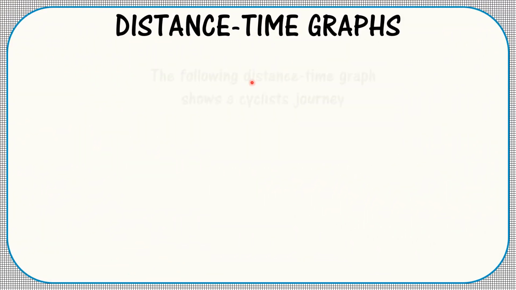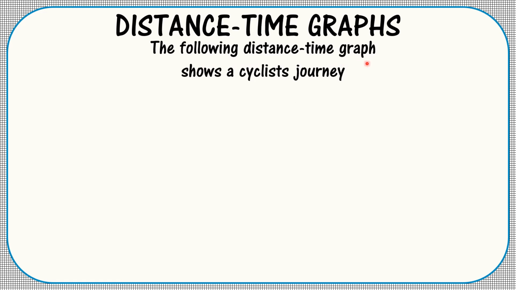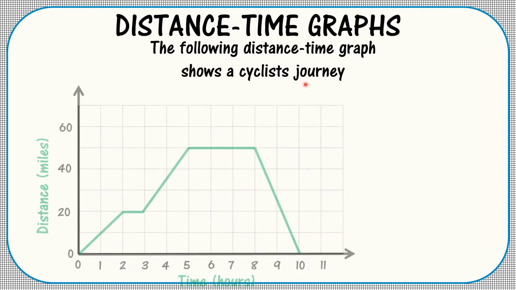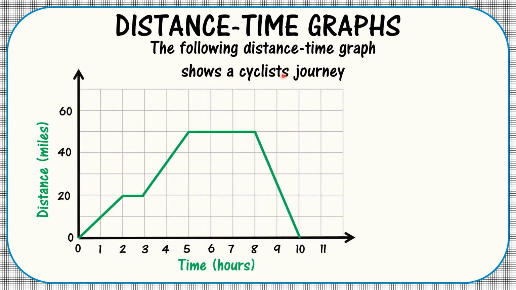Let's go through another example. The following distance time graph shows a cyclist's journey. So the object is a cyclist. The distance in this example is measured in miles and the time is measured in hours. How far did the cyclist travel in the first 5 hours?